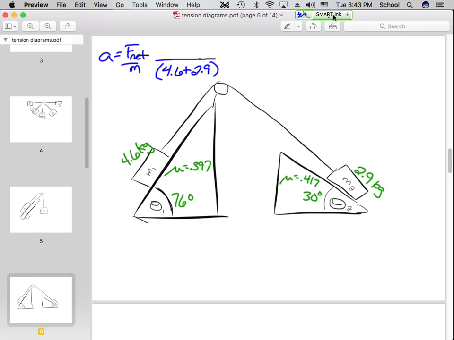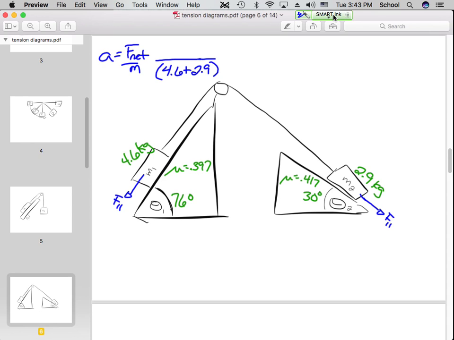Well, the parallel portion of this one is trying to make me go faster that way. The parallel portion of this one's trying to make me go faster this way. And who's going to win? 4.6. Yeah, you would hope that 4.6 at a steeper angle is going to beat 2.9 at a shallower angle, right? So the motion's going to be to the left.